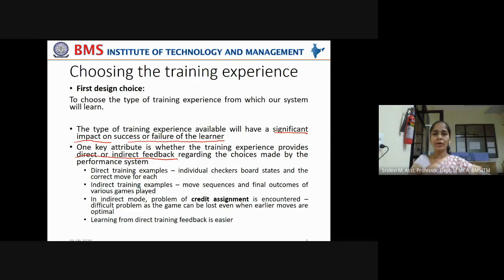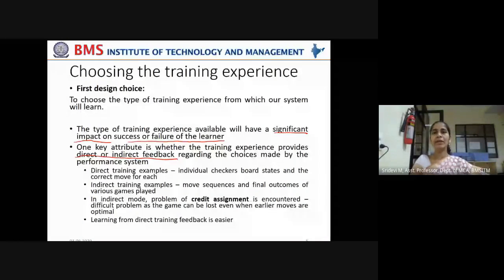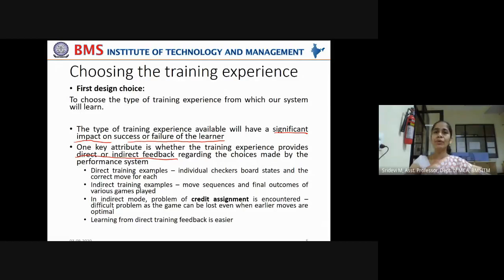In the same way, you can understand this. You're trying to teach a system with a training experience in two different ways. One is direct feedback, where the teacher gives direct feedback about the moves the system has taken. The other is indirect feedback, where there are well-defined steps to win a particular game, and from those steps the system has to learn by itself. There is no direct feedback given at each step taken to arrive at the final result.